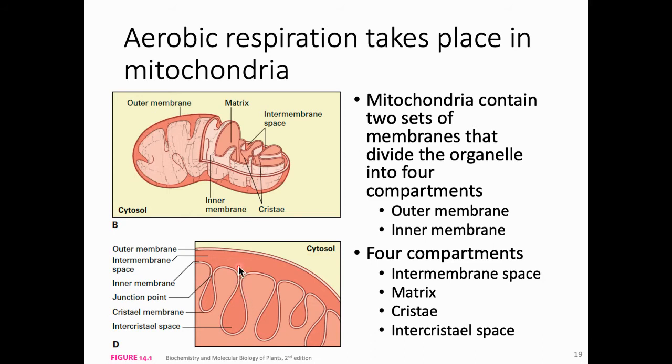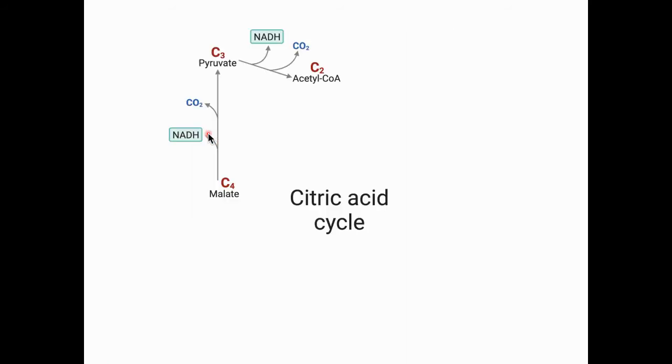All right. So for the most part, the citric acid cycle occurs in the matrix, but the electron transport chain occurs in the inner membrane, and that's also involved in creating the proton gradient between the matrix and intermembrane space. All right, so let's get started with the citric acid cycle.